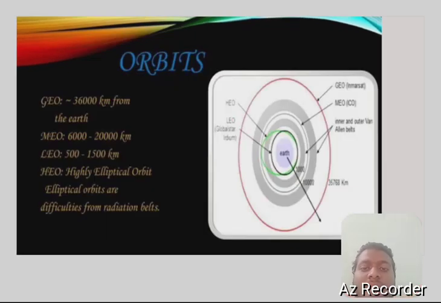Orbit. There are three types of orbits: GEO, MEO and LEO. GEO is 36,000 kilometers from the earth, MEO is 6,000 to 20,000 kilometers from the earth, and LEO is 500 to 1,500 kilometers from the earth. And highly elliptical orbits are different from the circular orbits.